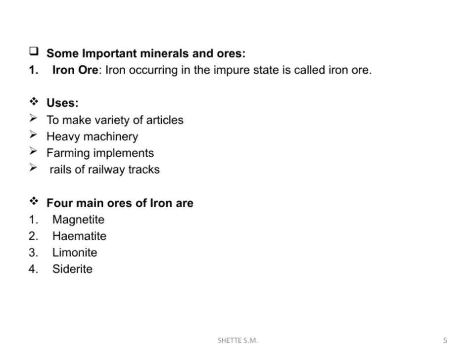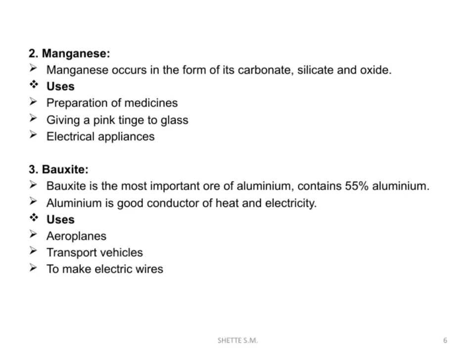When we look at the main sources, or ores of iron, there are 4 key types: magnetite, hematite, limonite, and siderite. Each of these has unique properties and is used in different contexts, but all are crucial for iron production. Understanding these ores helps us appreciate how essential iron is in our daily lives and how these mineral sources sustain industries around the world. Now, let's move on to manganese.